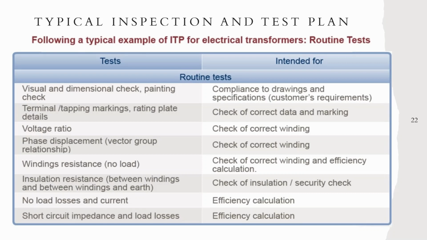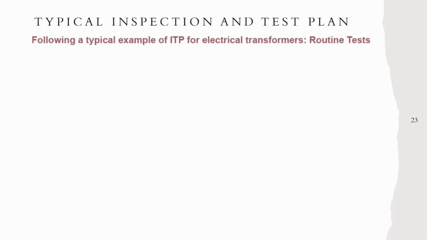So what is the intent of it? Short circuit impedance and load losses are for efficiency calculations. As for the vector group, you can see it in the nameplate, guys, like a Y, or a V. Then another one.